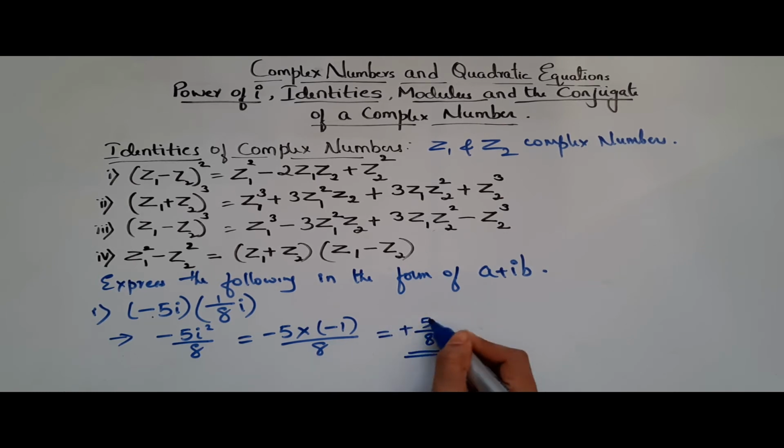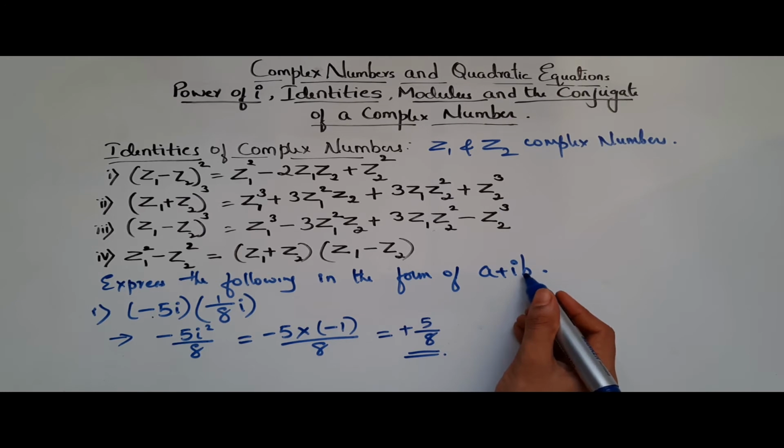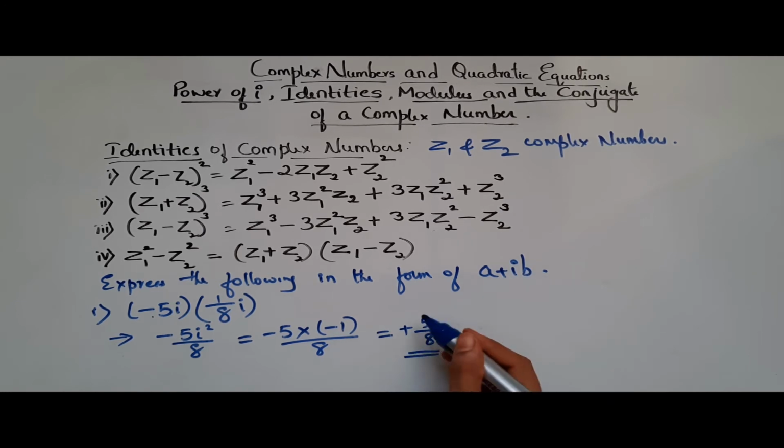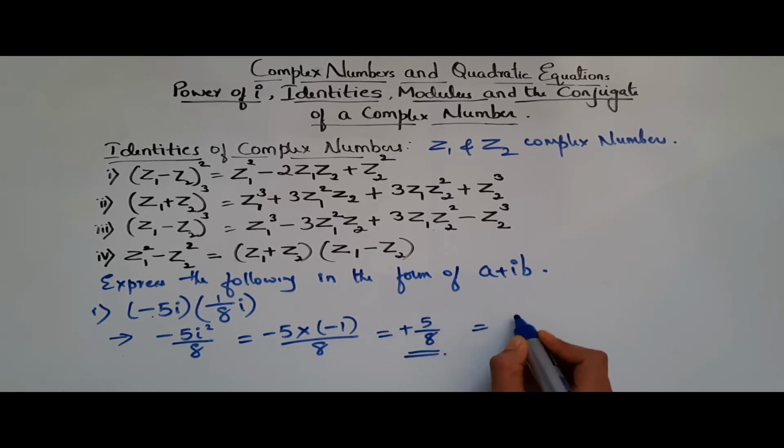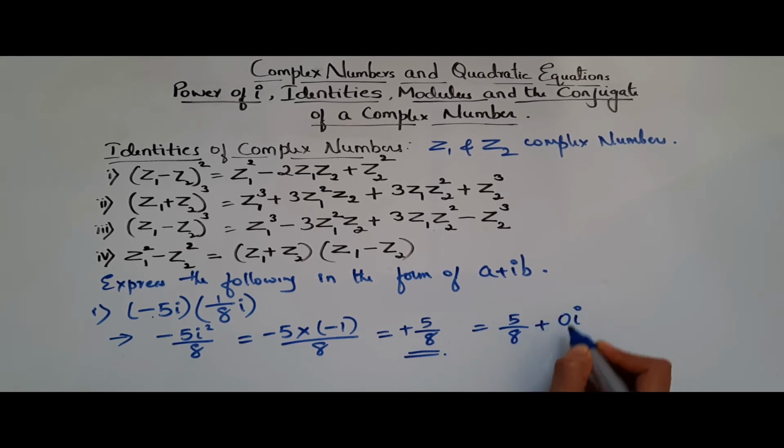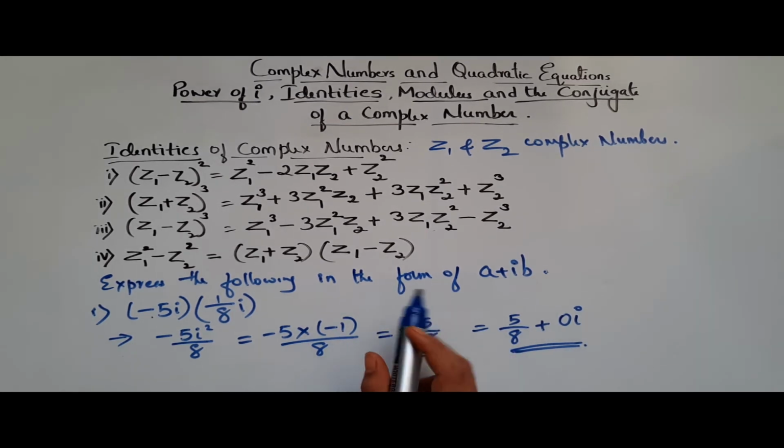Now you have to write this in the form of a plus ib. Here the imaginary part is 0. So you can write this as 5 by 8 plus 0i. Agreed? We want it in the form of a plus ib. So 0 into i is 0, which gives 5 by 8. Let me give 2 more examples, but before that, pause the video and note this down.